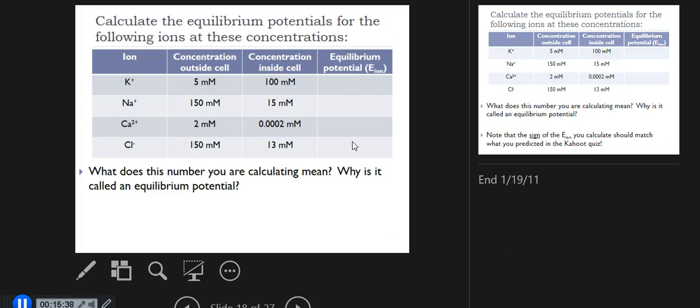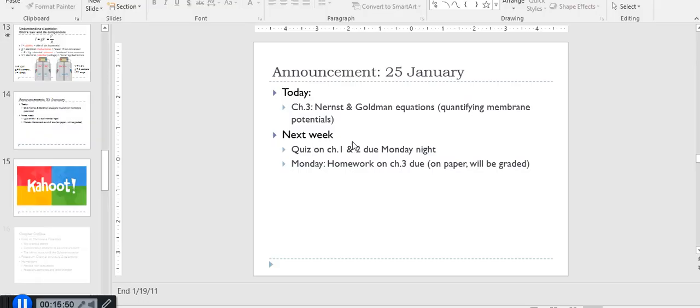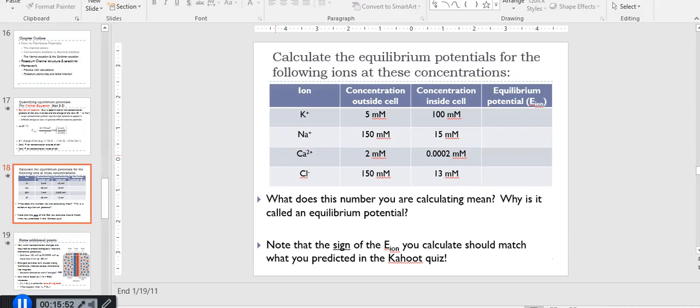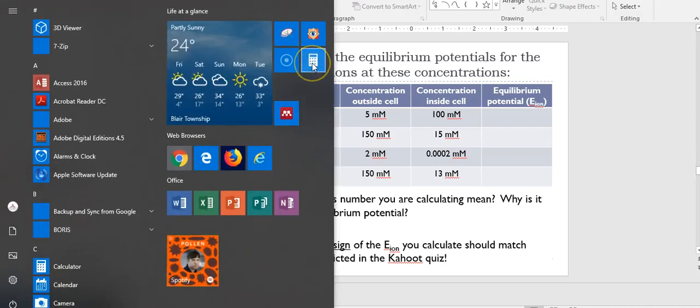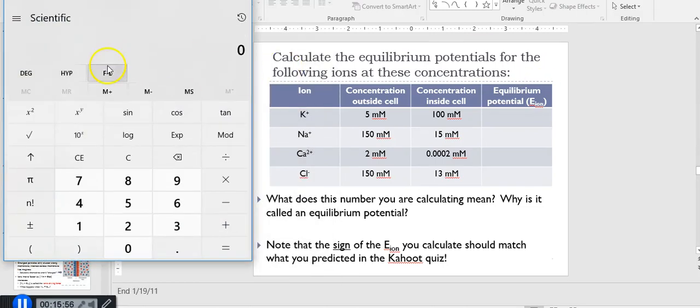Because these cancel. You know what I'm going to do? Let's pull up my computer calculator here. Let me walk you through this one, and then I'll turn you back loose to keep working on the next ones.